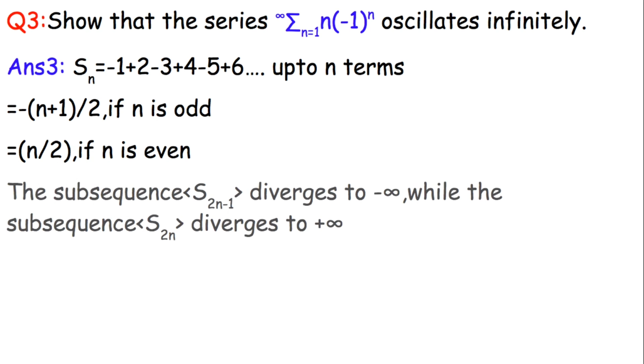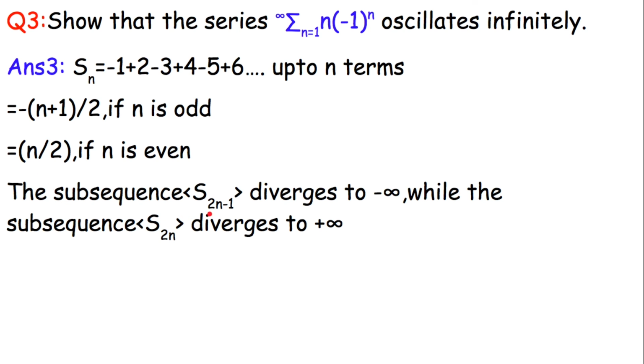The subsequence S of 2n minus 1 diverges to minus infinite, because this is the odd sequence, and as n approaches infinite, the whole thing will become minus infinite. In the case where n is even, n by 2 will also go to plus infinite as n approaches infinite.